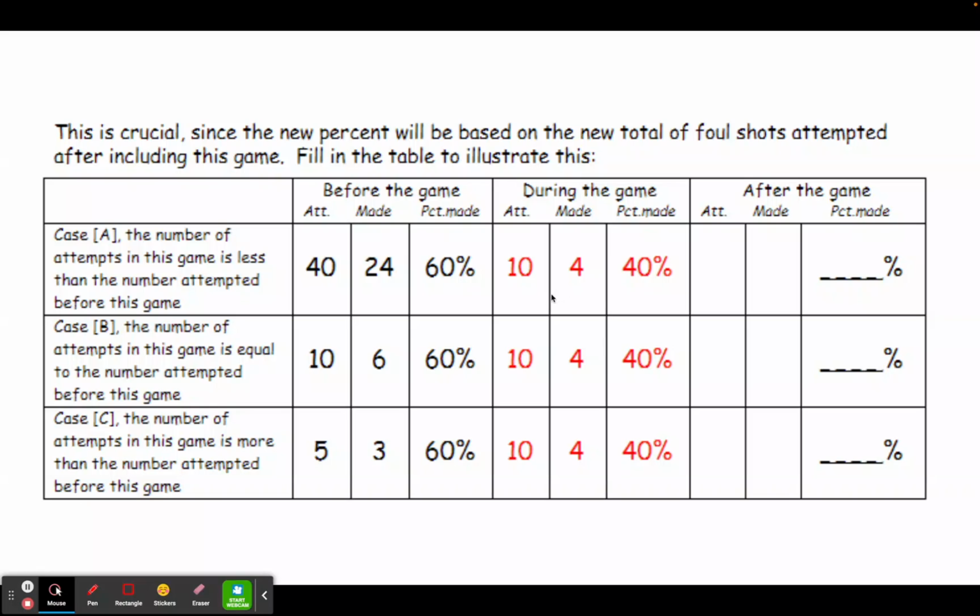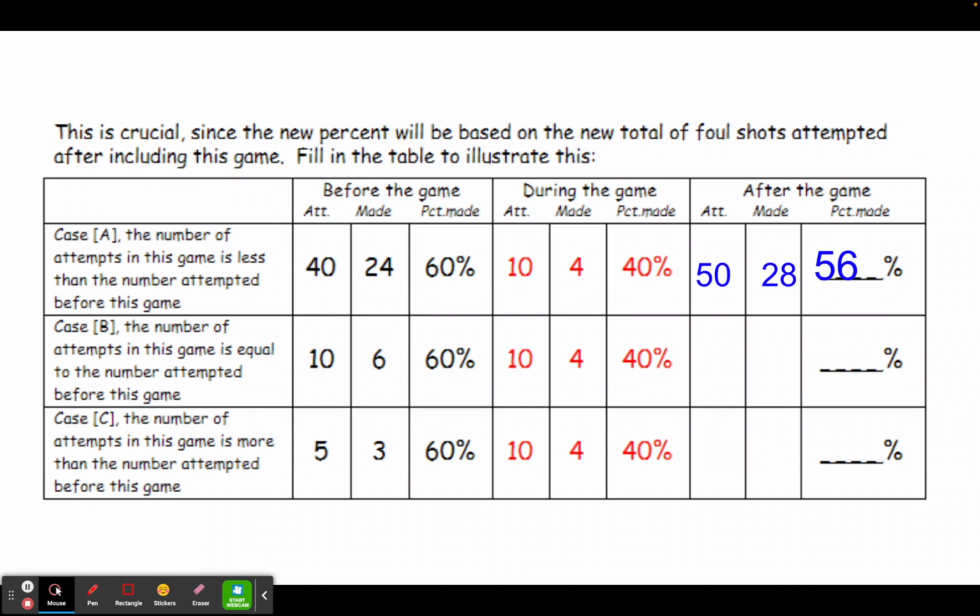Now, to calculate their new overall average for the season, we need to know how many total attempts they have and how many total they have made. So we take the number of attempts, 40 and 10, and combine those, and we take the number of shots that they made, 24 and 4, and that allows us to fill in that third and final column. So they have a total of 50 attempts, 40 plus 10, and 28 made, and 28 out of 50 puts them at 56%.